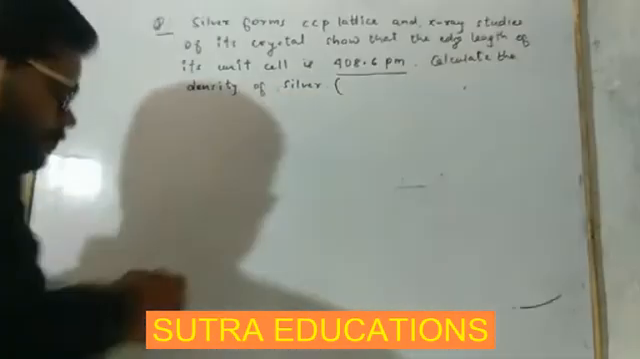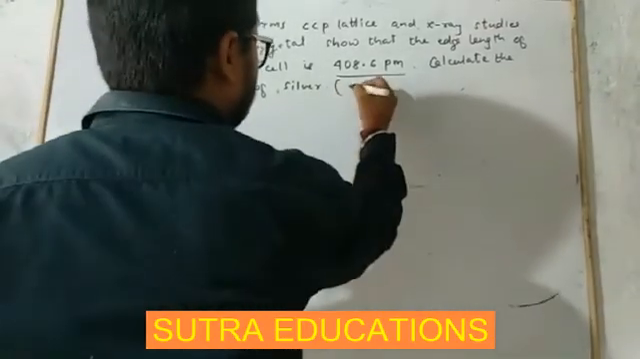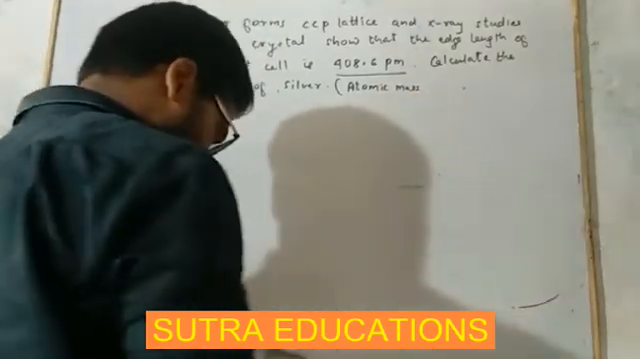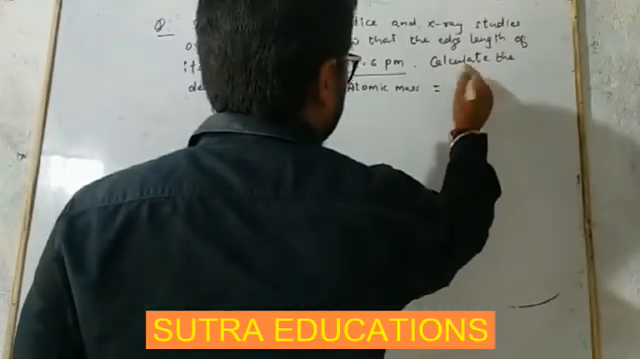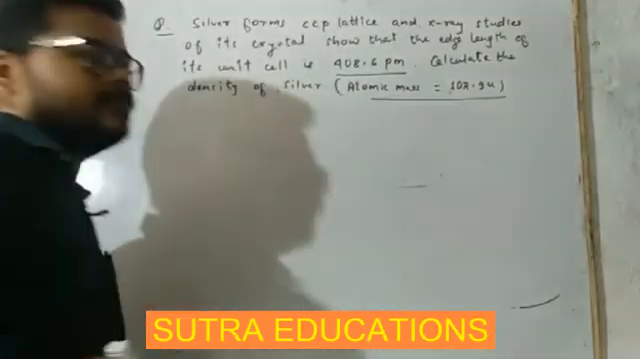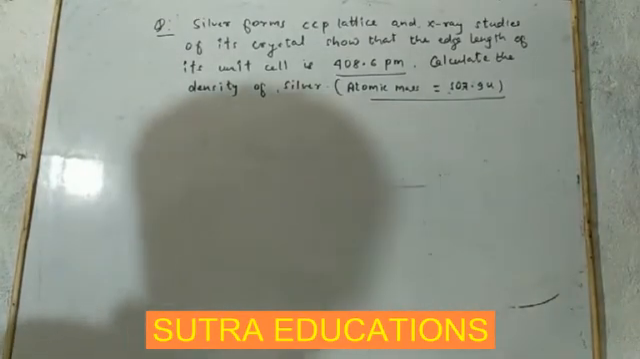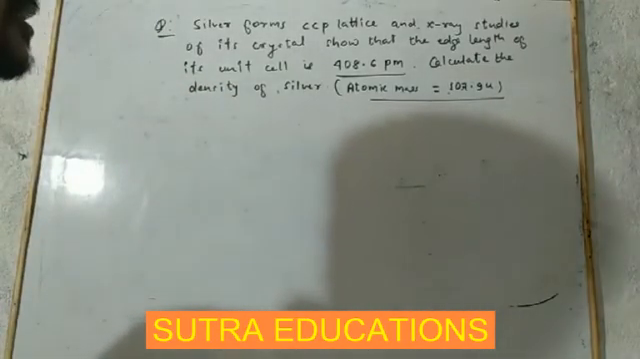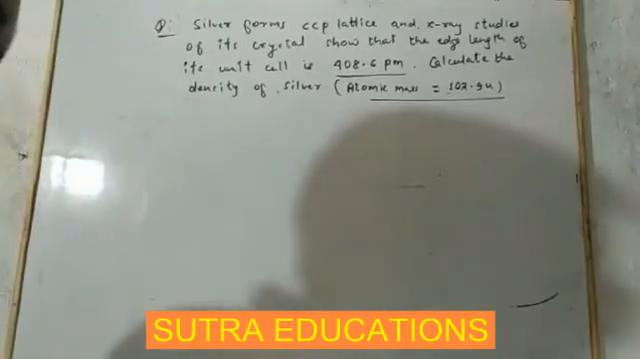And here atomic mass of silver is given, and it is equal to 107.9. So silver forms CCP lattice, and X-ray studies of its crystal show that the edge length of its unit cell is 408.6 picometer. Calculate the density of silver. Means we have to find out the density of silver.